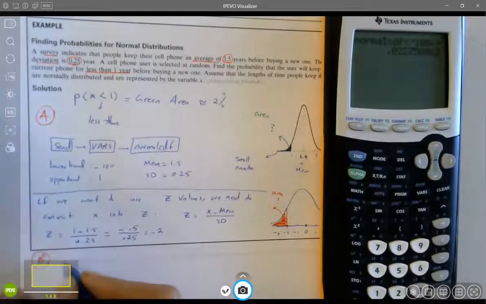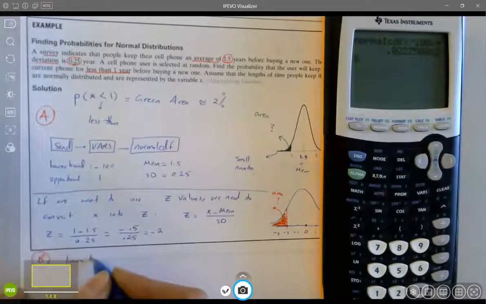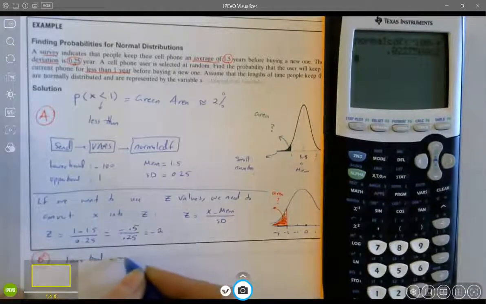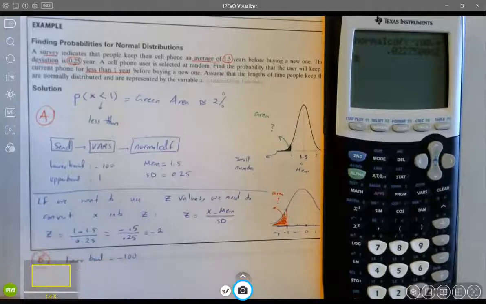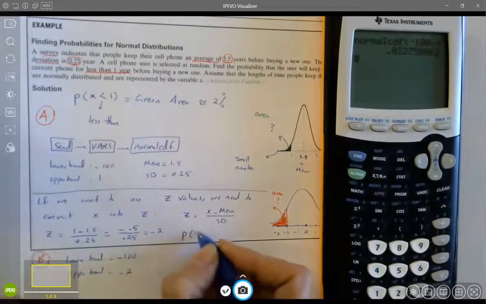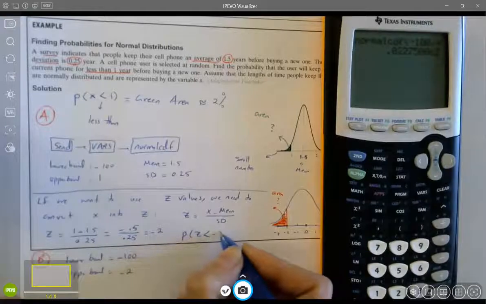So in this case, our lower bound, again, is negative 100 or negative 1,000. Our upper bound is -2 because we're finding the probability that Z is less than -2.